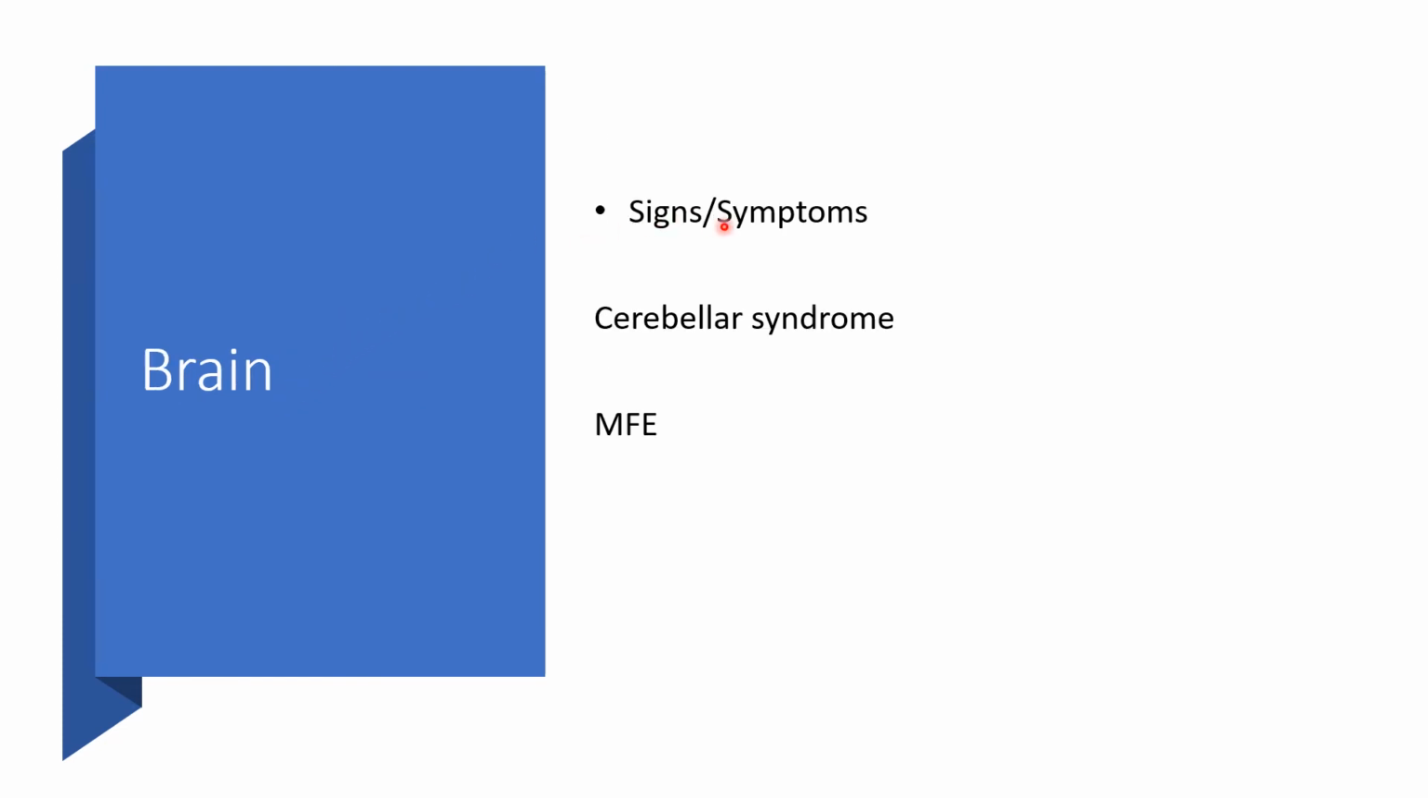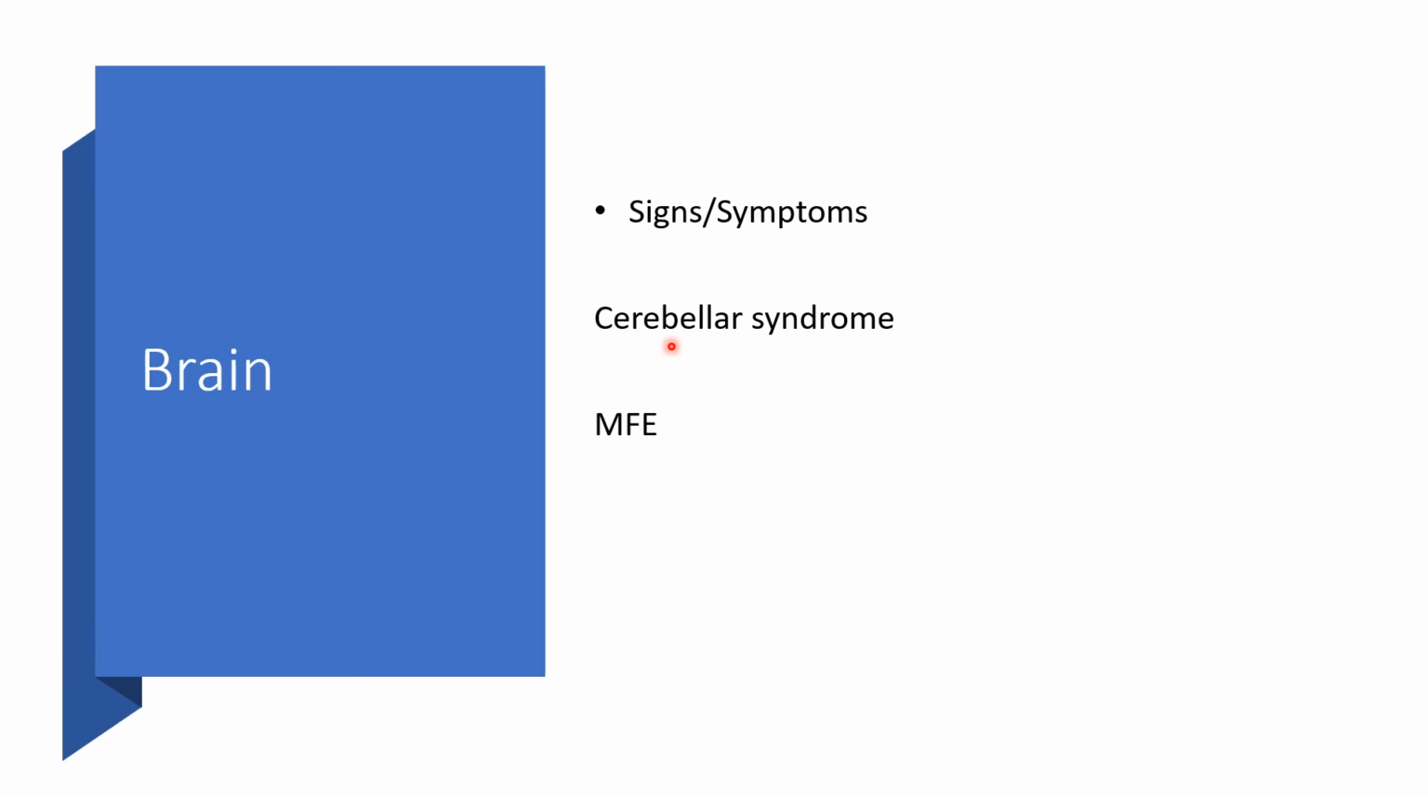Now, signs and symptoms of neuroschistosomiasis when it comes to the brain. Lesions at the cerebral cortex may be single, but sometimes could be multiple. And the clinical features here will include headache, seizures, upper motor neuron lesions presentation, motor and sensory impairment. But that is not the end of the road. There may be cerebellar syndrome.